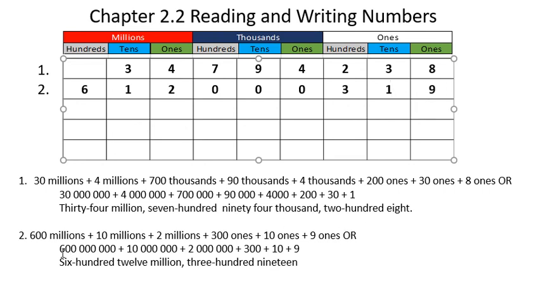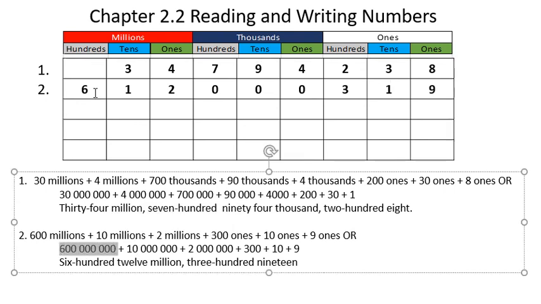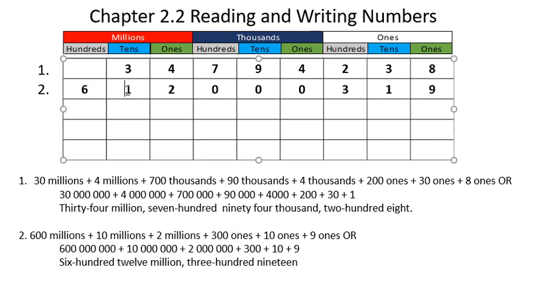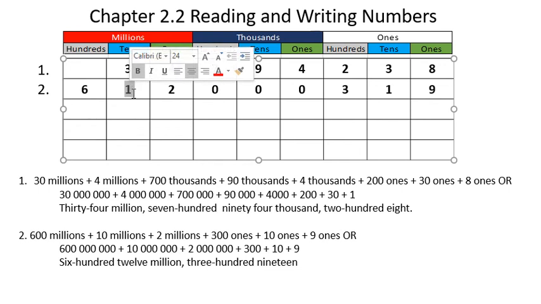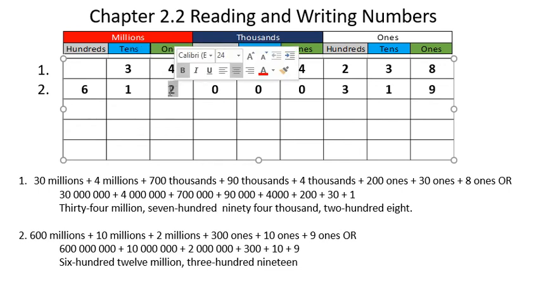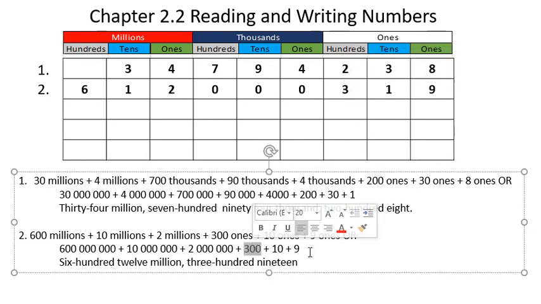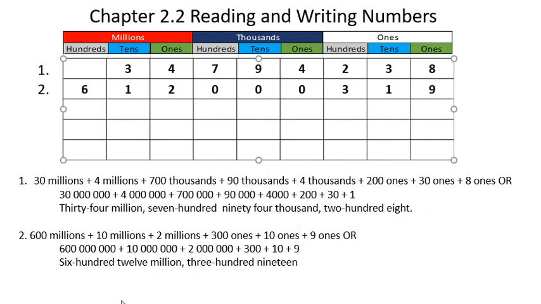And we can rewrite this in pure numbers by saying 600 million. The 600 million is the 6 right here. The 10 million is this 1 right here. The 2 million is this 2 right here. But there is a 0 in the thousands, so we don't include that here. Here we have the 300 ones, which is here. We have the 10, which is represented by this 1, and we have the 9, which is right here. And in words, it's 612,319.